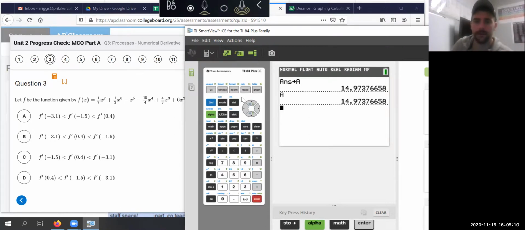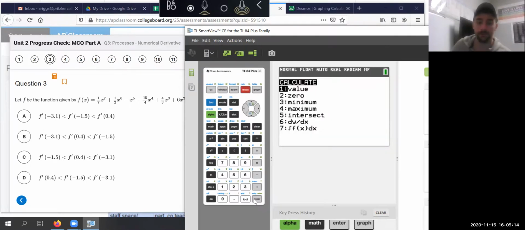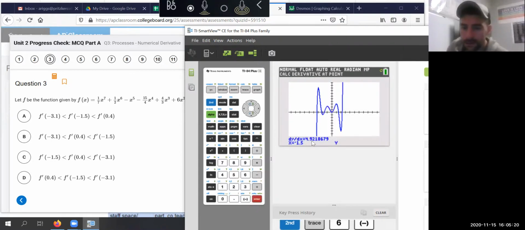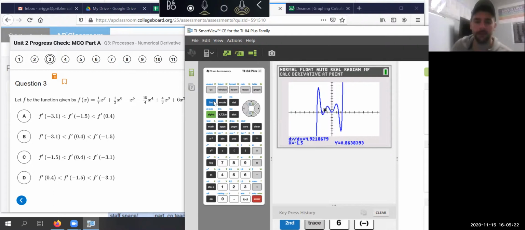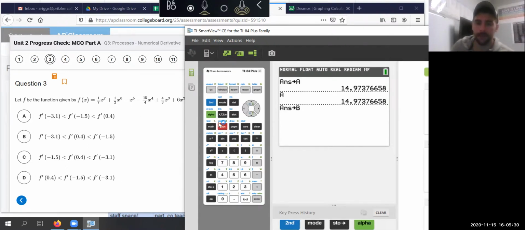Now let's go back to the graph and hit second trace, and then 6, or you can just scroll down for dy/dx. We're going to type in negative 1.5, hit enter. Looks like the slope is 4.92, and I'll hit second quit again, store. This time I'm going to hit alpha and the apps button for the letter B. So now every time I type in alpha and B, it's stored that value for me.